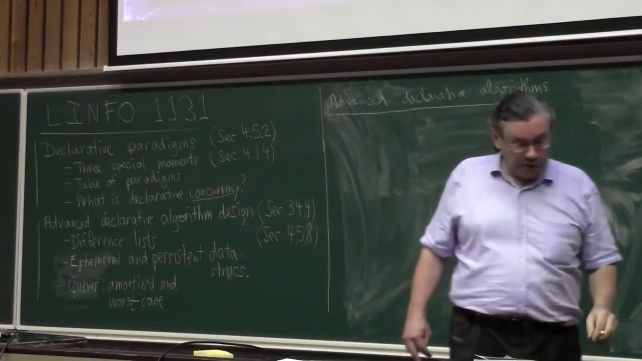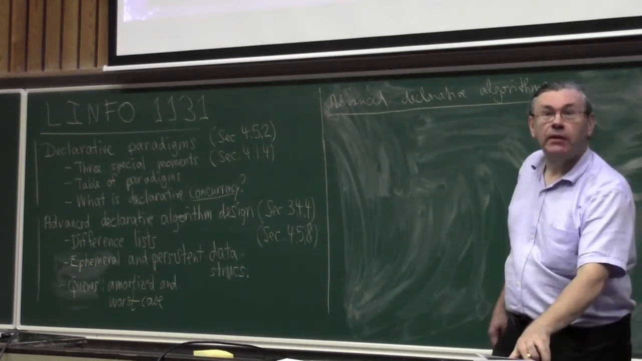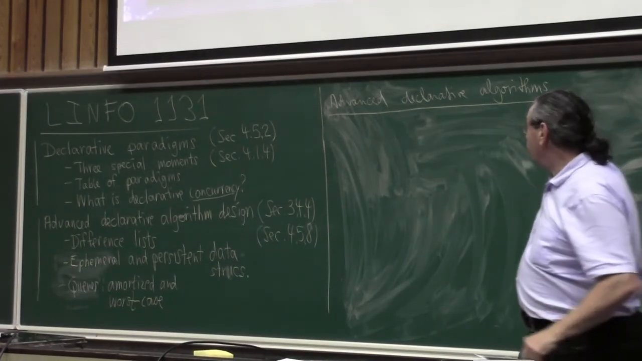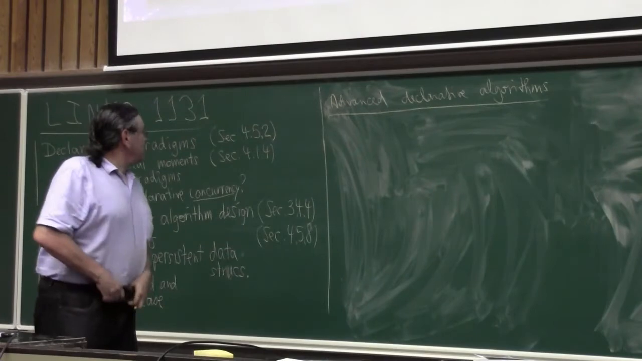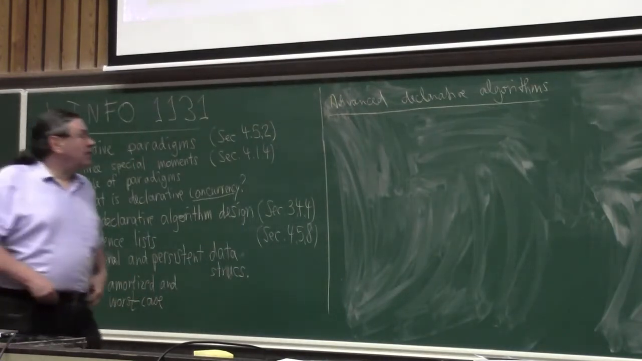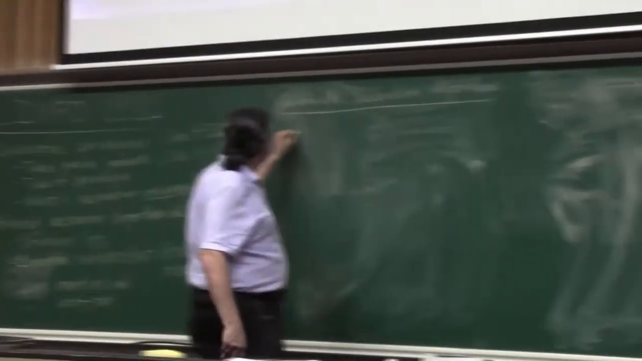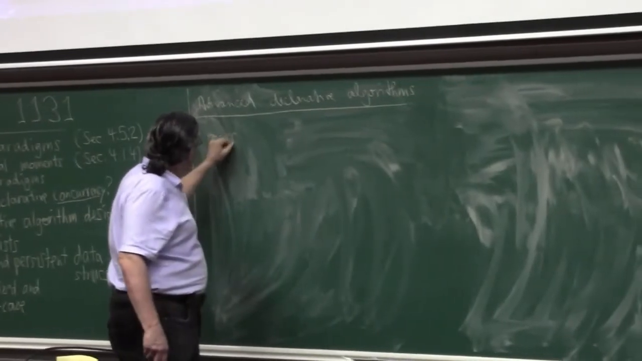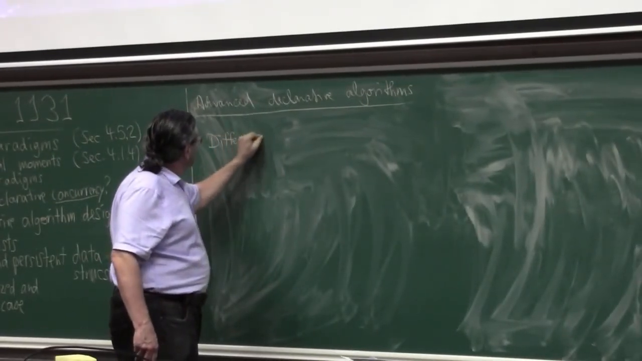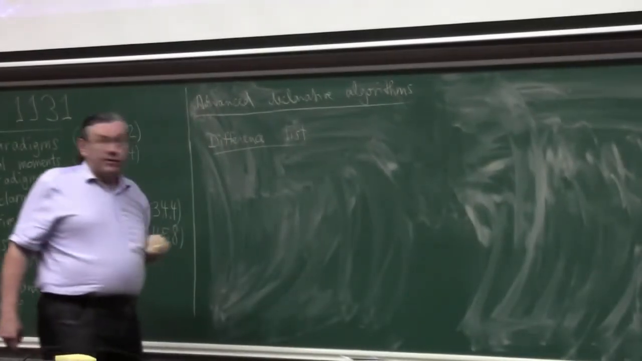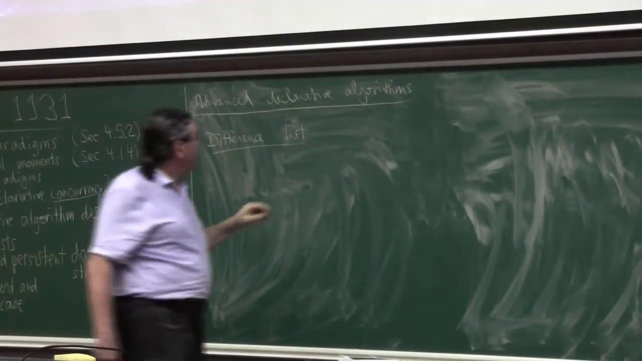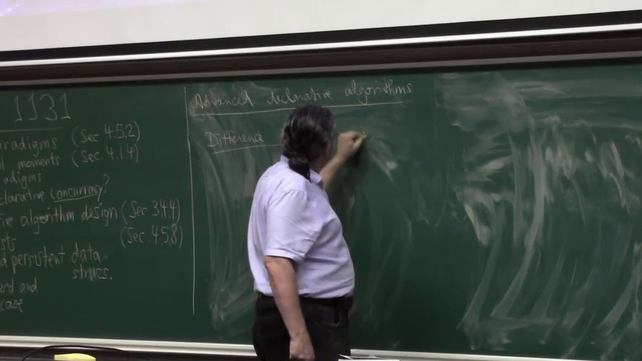Okay, so let me start again. I'm going to do some algorithm design. I'm going to do some coding now using some of the concepts we've seen. The first thing I want to show you to introduce the ideas is the concept of a difference list. A difference list is like a list. So remember we have lists.